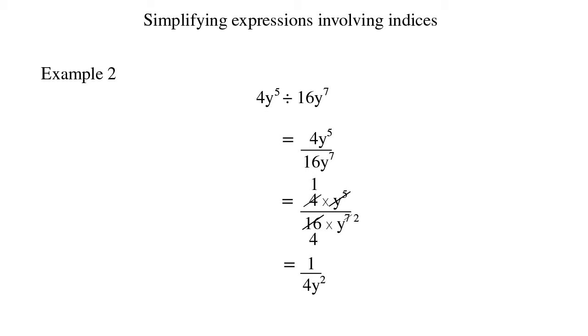We can leave this as our answer, or we can rewrite in another way just using index form. That's a quarter times by 1 over y squared, which we can write as 1 over 4. Now 1 over y squared, remember, 1 over means you put a minus in front of the power, so that is y to the negative 2. So our answer is 1 over 4y squared, or a quarter y to the negative 2.